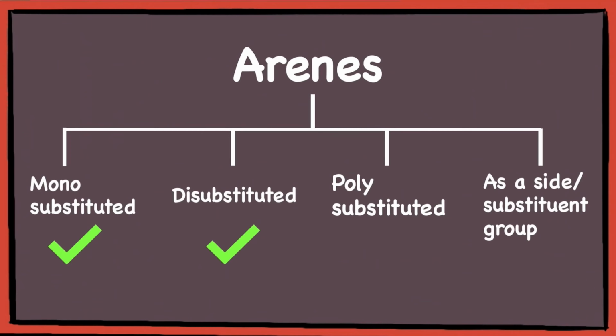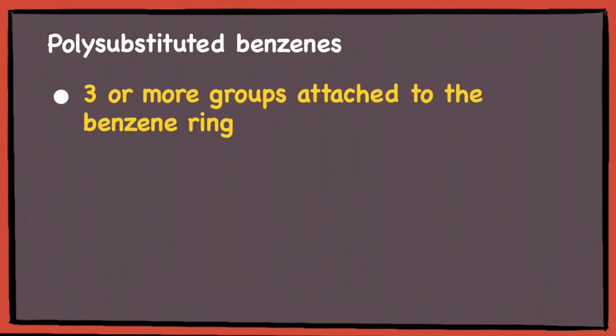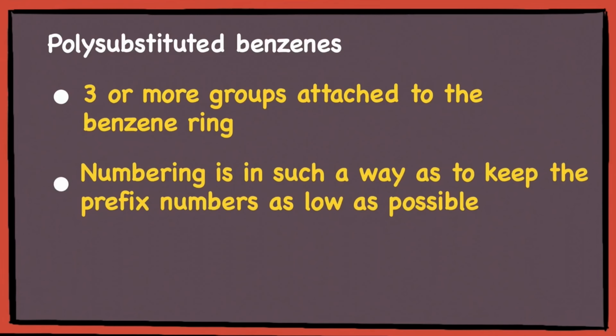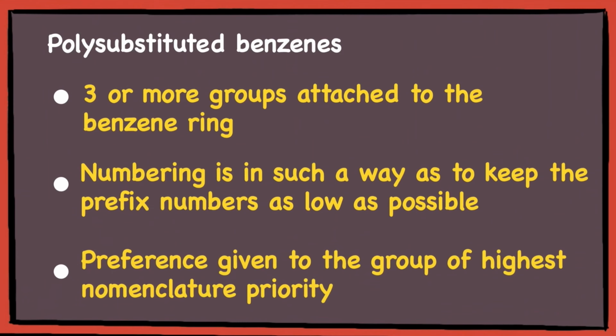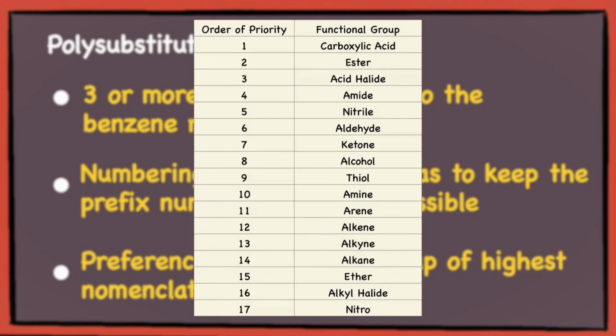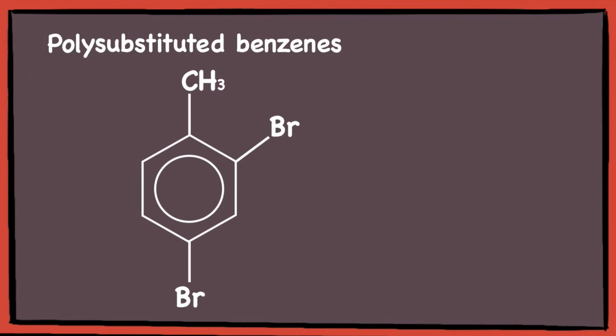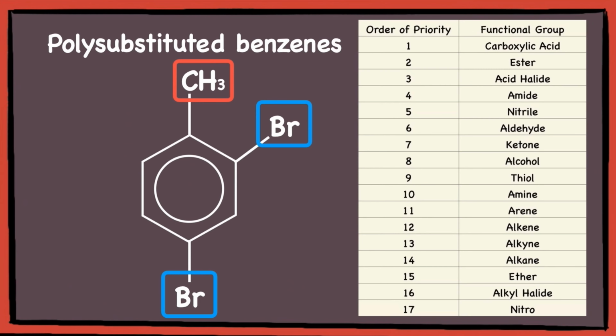For polysubstituted benzenes, meaning if there are 3 or more groups attached to the benzene ring, the numbering is in such a way so as to keep the prefix numbers as low as possible and with preference given to the group of highest nomenclature priority, which is reflected in this table here, and I've also shown this at the earlier part of this video. So for this organic compound here, there are 2 bromo substituent groups and 1 methyl substituent group. And according to the nomenclature priority, methyl is of a higher priority or higher rank than the bromo substituent group. The carbon atom on the benzene ring that is attached to the methyl will be labelled as position number 1. Then these will be positions 2 and 4.